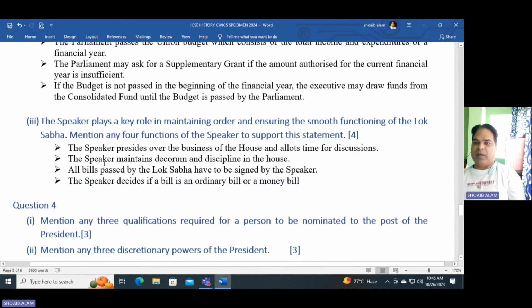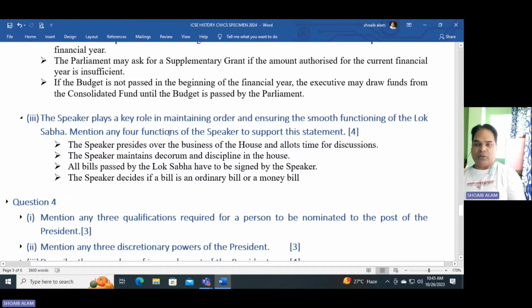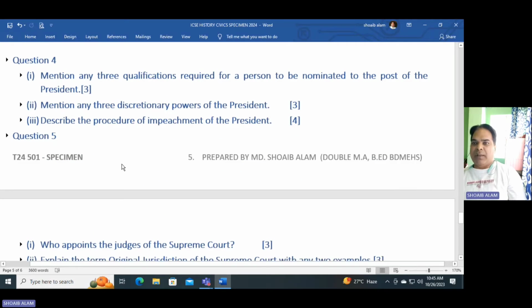Okay. Now the third one, the speaker plays an important role. So mention 4 functions of the speaker. Number 1, speaker presides over the business of the house. That means speaker presides over the session. Number 2, speaker maintains decorum and discipline. Number 3, all bills passed in Lok Sabha have to be signed by the speaker. Number 4, speaker decides if the bill is an ordinary bill or money bill. Okay, 4 is enough.